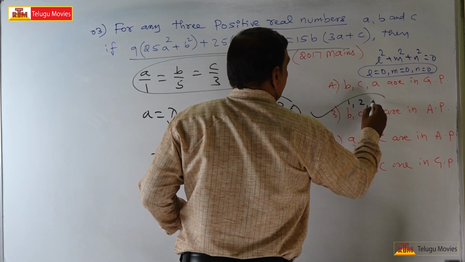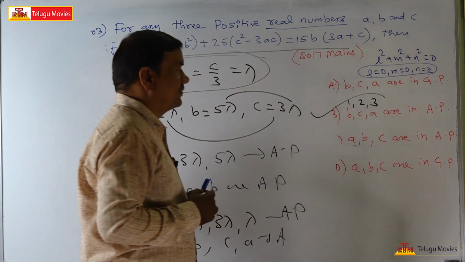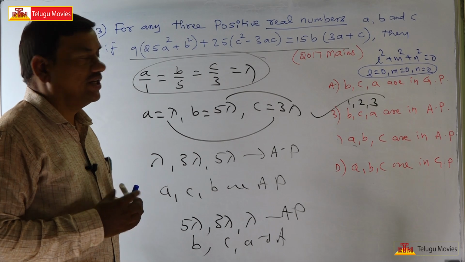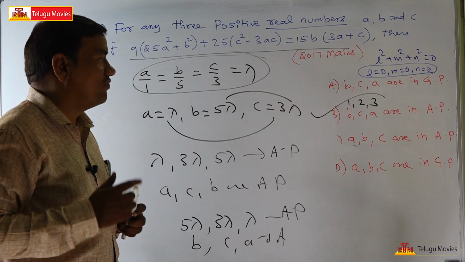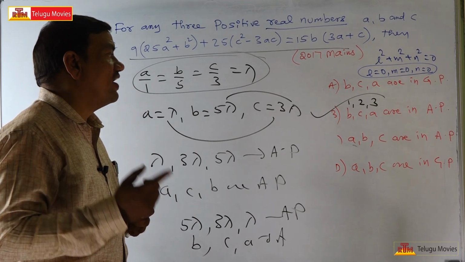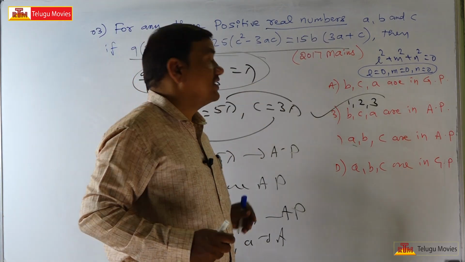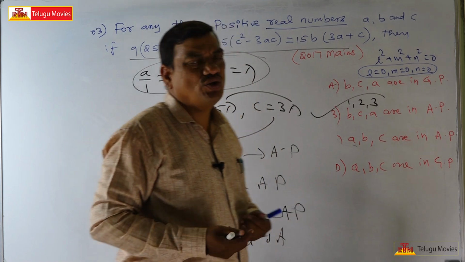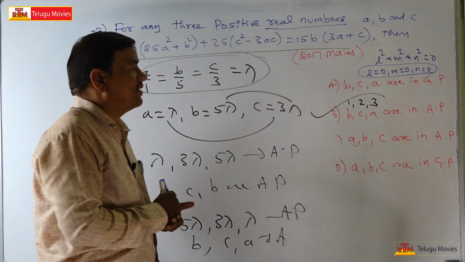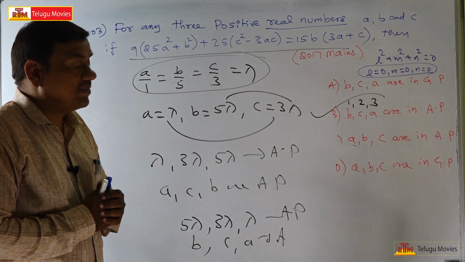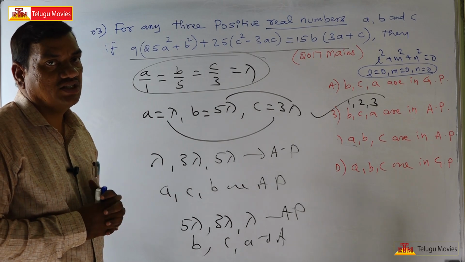In place of C, put 2. In place of A, B, C, you keep the values: B value 1, C value 2, A value 3. In this, if the left hand side is equal to the right hand side, your answer is correct. Like that also you can do, but it takes some time, but it is also one of the easiest methods to solve.